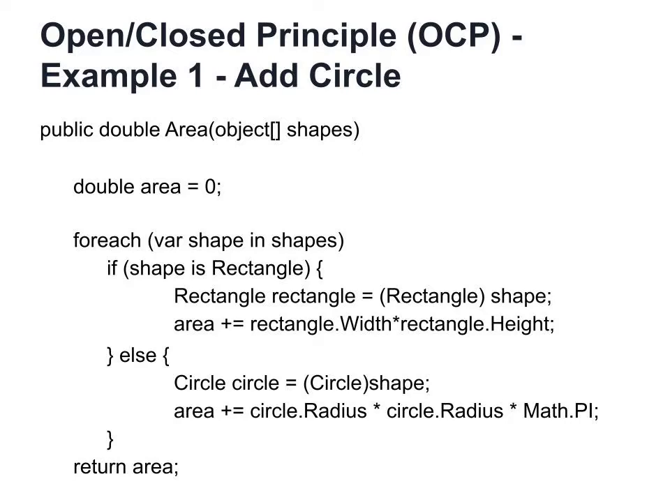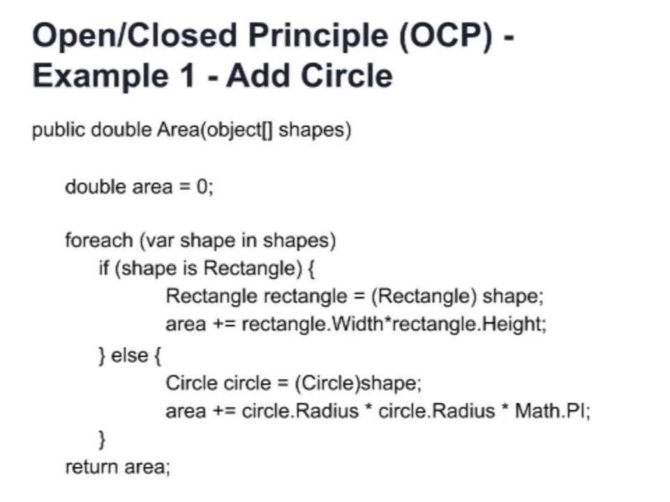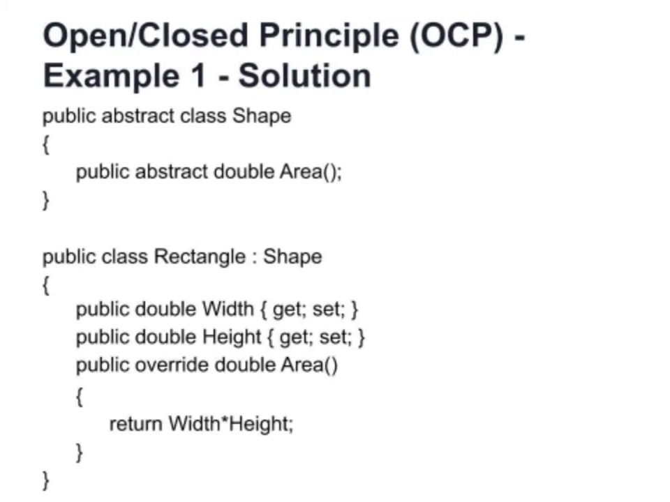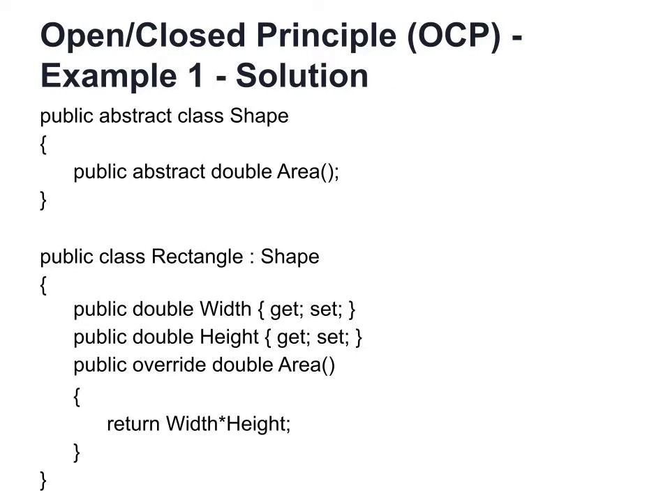What if I have to add a few more shapes? All the logic would be centralized in this specific piece of code. So whenever I add a new object, I should start modifying all the code which is present in the area method. Now what would be a better solution? The better solution would be allowing each of the shapes to define their own area method.